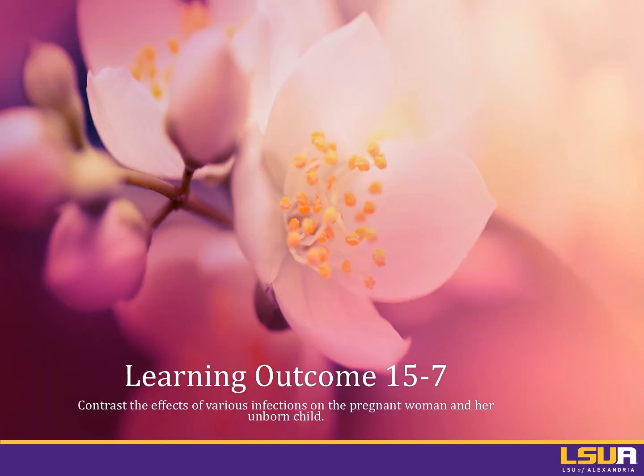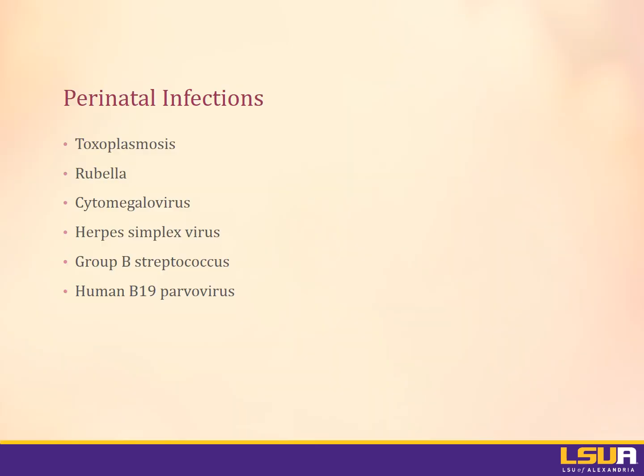So, what are the infections that the pregnant woman can come in contact with that could cause her to have a complication? Toxoplasmosis, I think we've talked about this a little bit, it's from cats. Rubella, cytomegalovirus, herpes simplex virus, group B strep, we've talked about this before, and human B19, which is parvo. Yep, pregnant women can contract parvo. I'm not asking you to memorize all of these, but have a good understanding of what the main ones are.